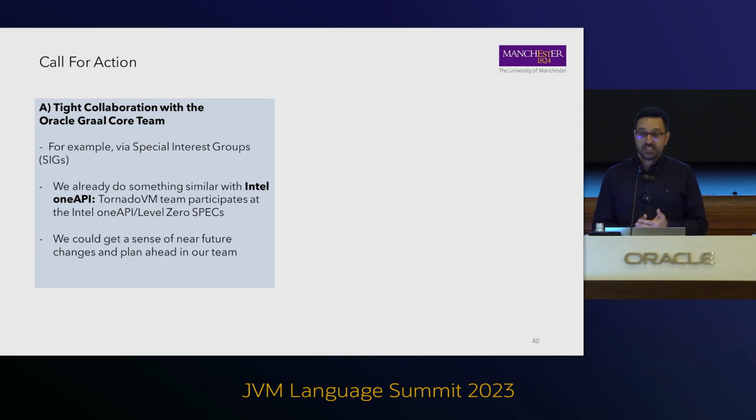I propose something like special interest groups, and the reason I propose this is because we are already doing something similar with Intel. So we are collaborating with Intel in 2 special interest groups, one for the oneAPI language specification, the other one for the oneAPI hardware group. That gives us kind of an insight about the immediate roadmap for the year, and then we can plan ahead within our team. And I believe this is not just useful for Tornado, this is useful for anyone that uses Graal, which I believe there are a lot of people now.